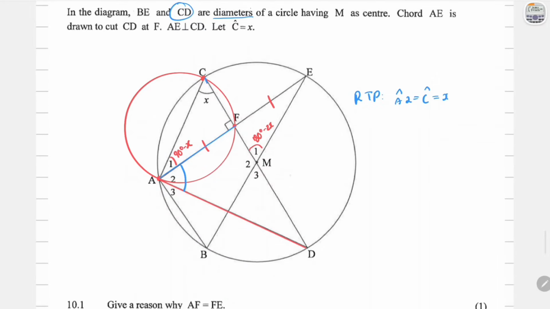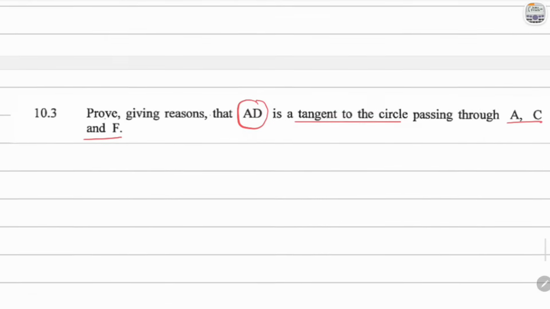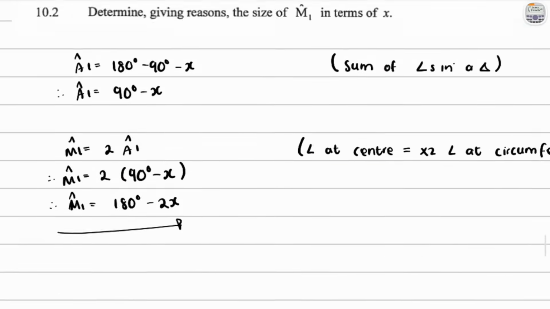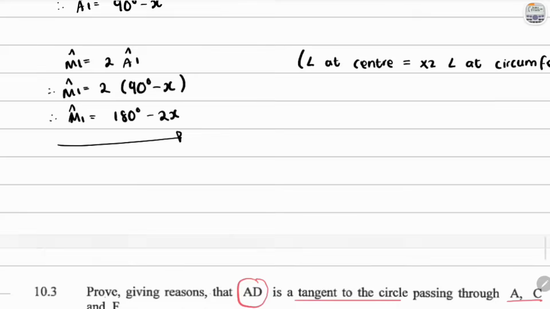So if CD is a diameter, then it means that the angles A1 and A2 are supported by this diameter CD, and therefore they form a 90-degree angle. So angle A1 plus angle A2 is equal to 90 degrees, and that's because of angle in a semicircle. Okay, and we already know the size of angle A1. It's 90 degrees minus x.